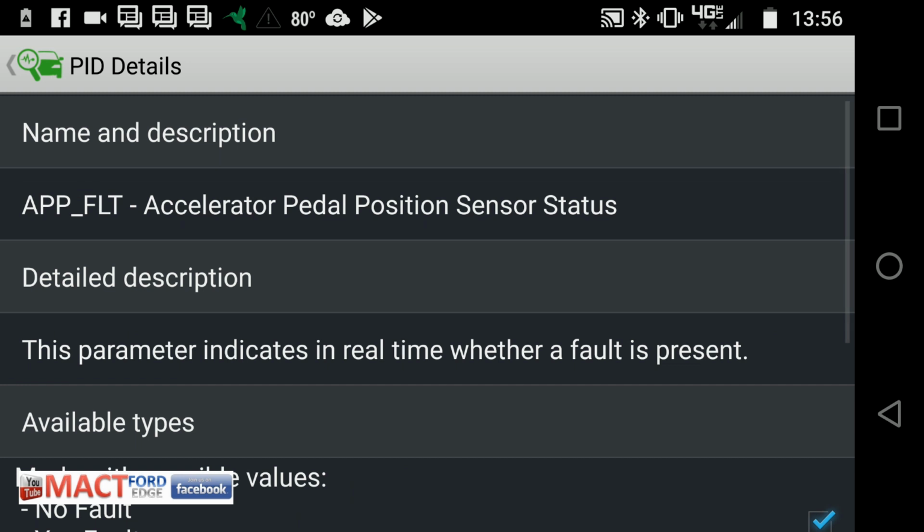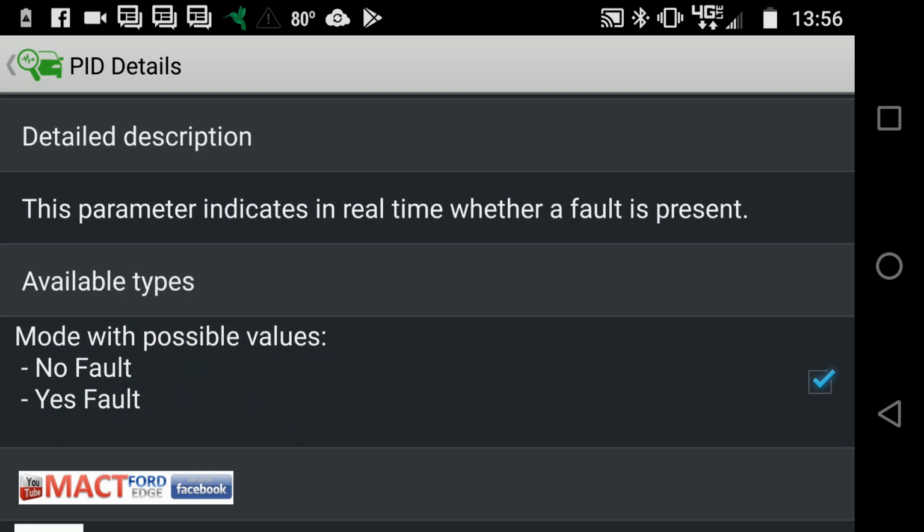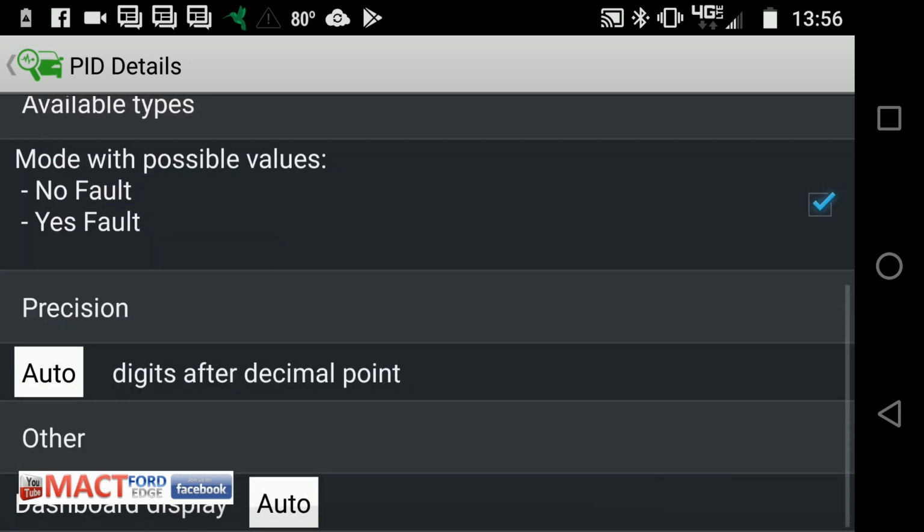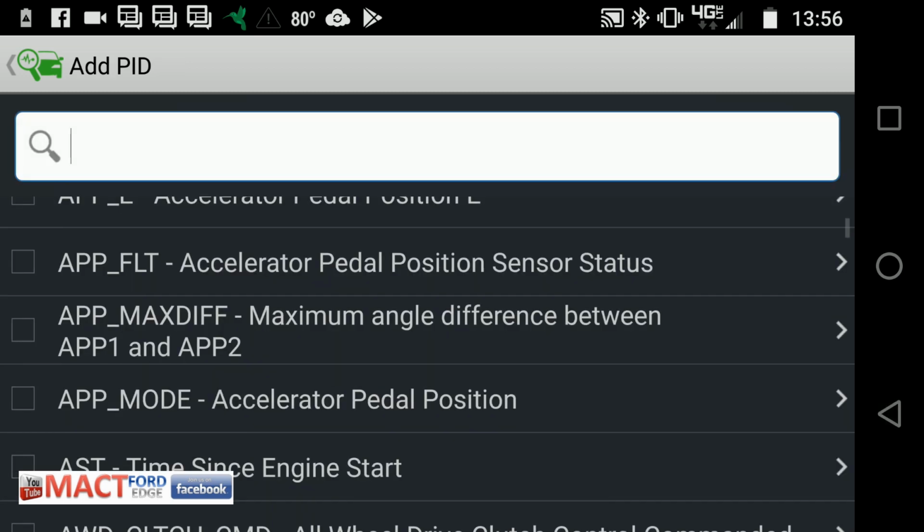Accelerator position sensor status. This parameter indicates in real time whether a fault is present. So it's essentially nothing you want to monitor because you probably see a dash light. It's either going to be a yes or a no. And if it's yes, that means you have a fault, and then there'll be a light. So you'll know exactly where to go to check in these different parameters.